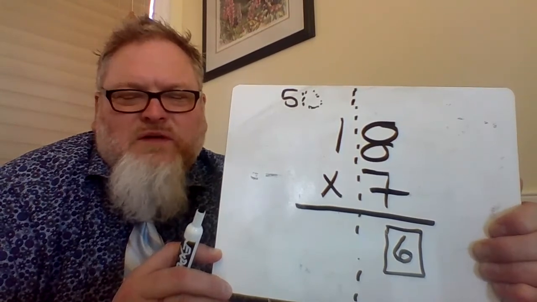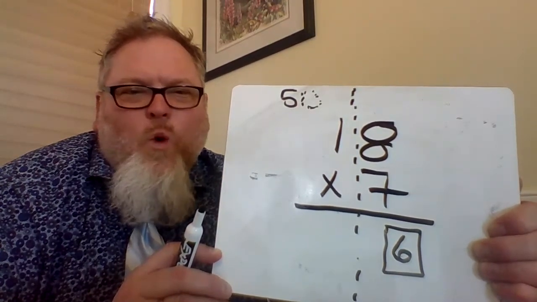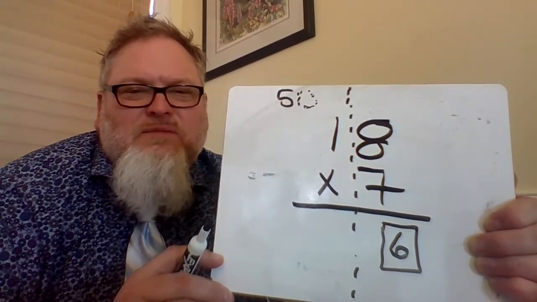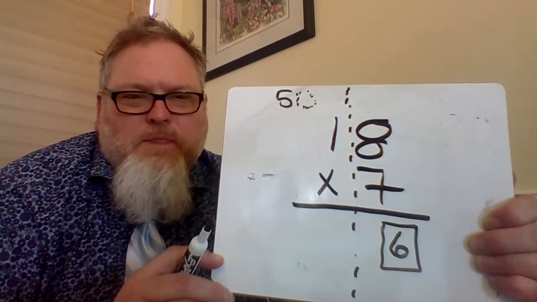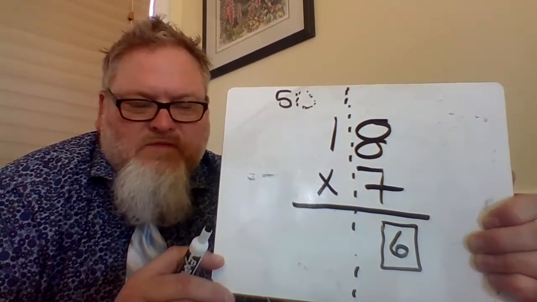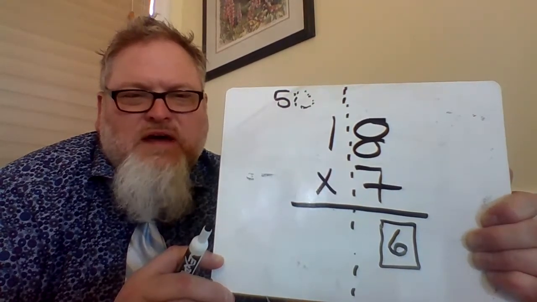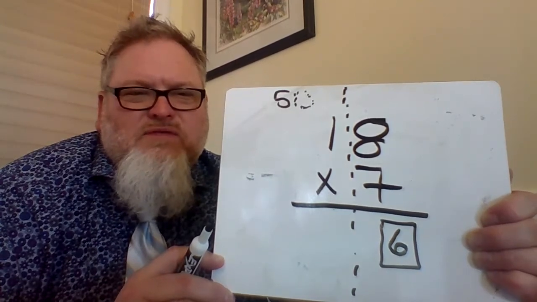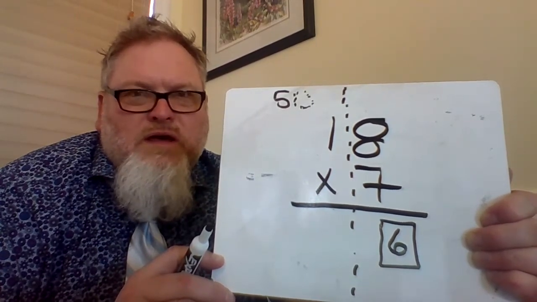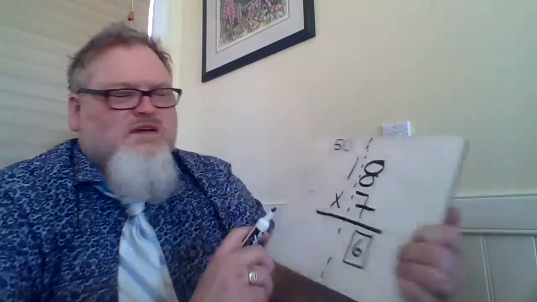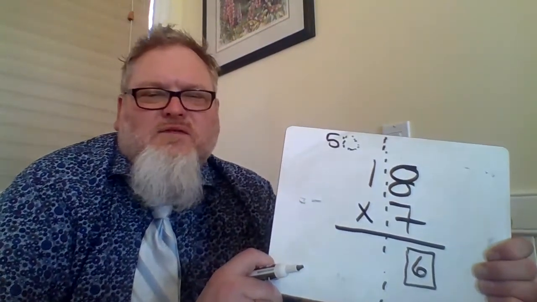And now we go 7 times 1. But in our heads, we know that that's a placeholder of 10. So 7 times 10 is 70. And then the 50. So 70 plus 50 would be, and I'll give you time to think, 120. Does that make sense?